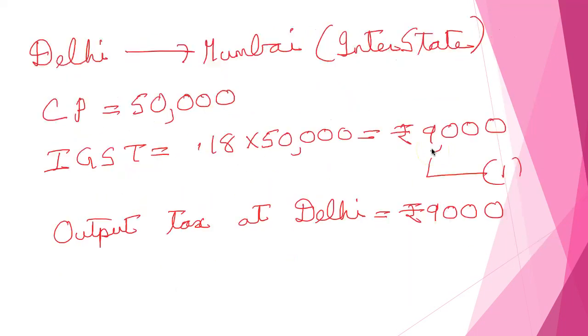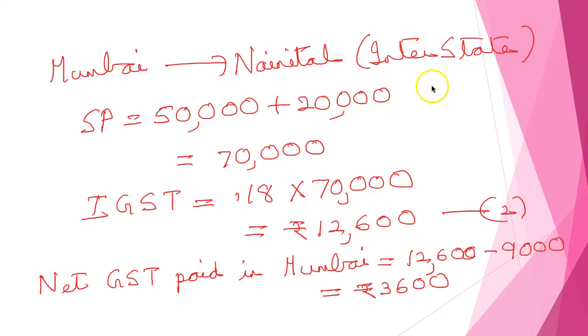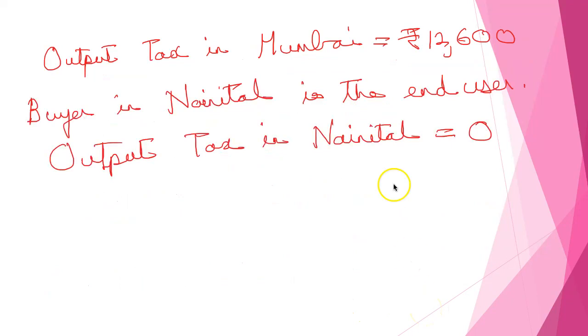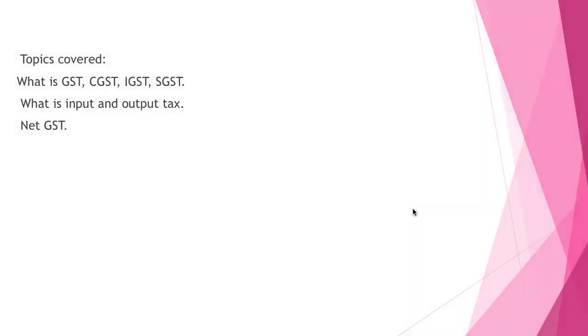We repeat once more. Delhi to Mumbai is interstate, so the output tax at Delhi is 9,000. Mumbai to Nainital is interstate, the output tax is 12,600 here. Net GST is the difference between both, which is 3,600, and the output tax in Nainital will be 0 because he is the end user.